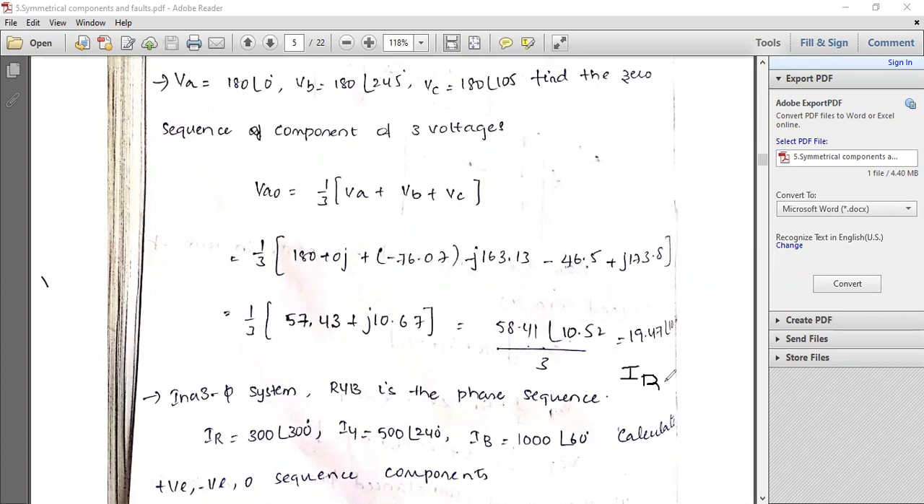IR1. Okay. Similarly, IR2 and IR0. Is it okay?